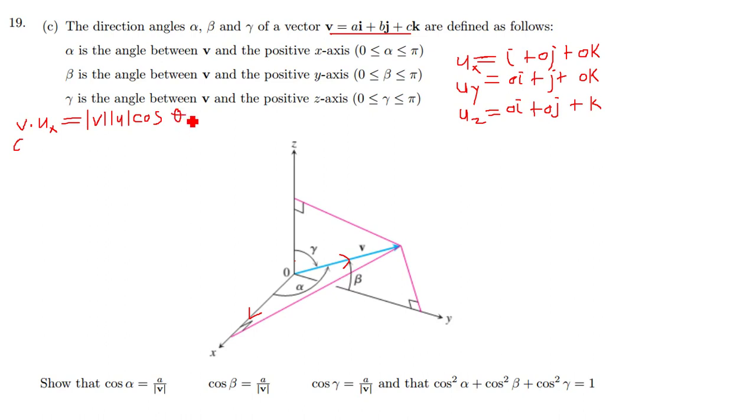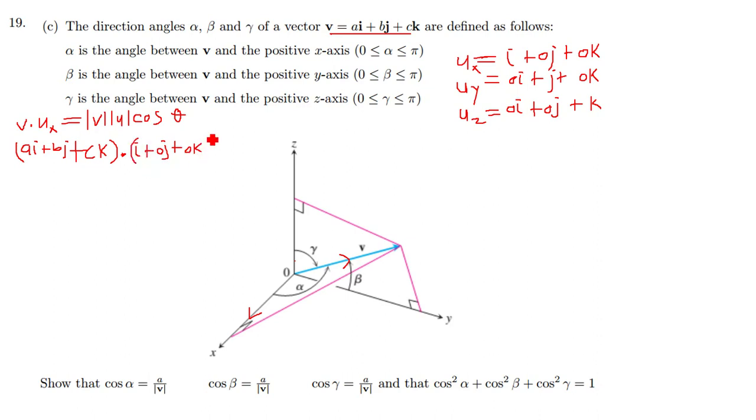So cos theta. Here what we've been given as our v is ai plus bj plus ck. So we write our ai plus bj plus ck. Then apart from that, we dot this with our u. So our u is just this, which is i plus 0j plus 0k.